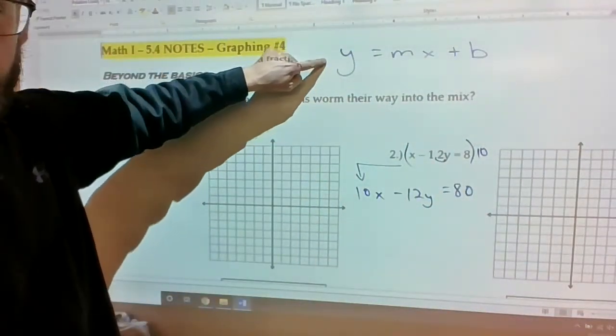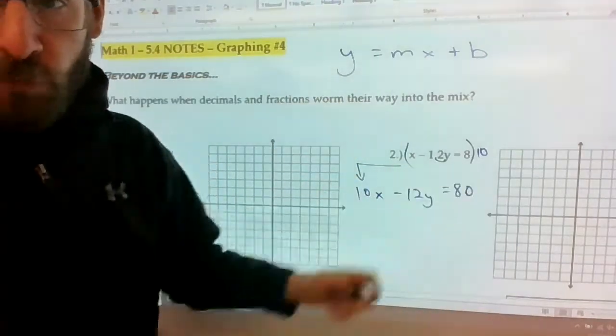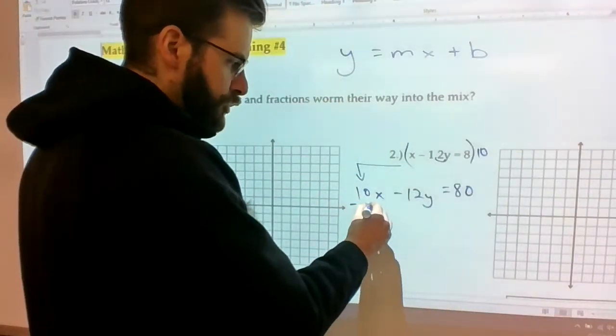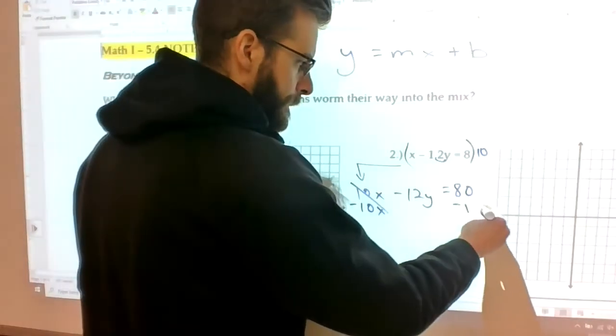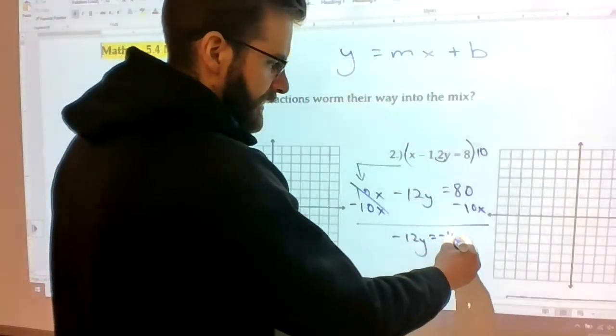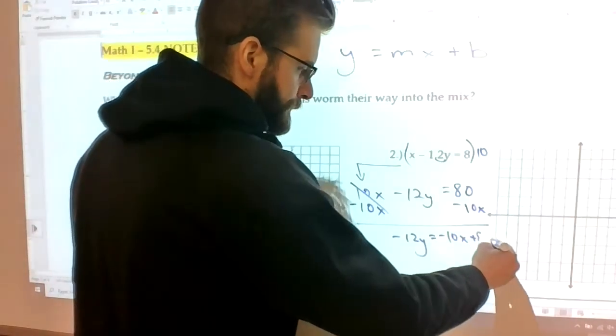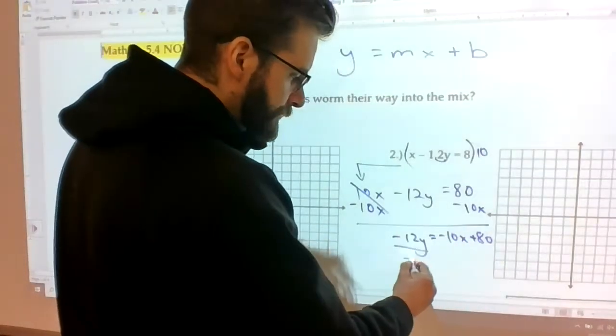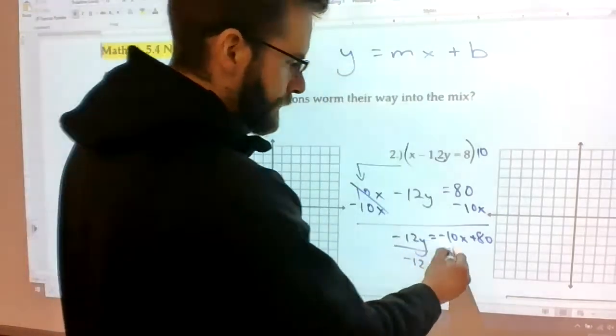Now I need to make it look like this, so I need to move the x's to the right. It's positive 10x, so I'm subtracting it. That gets rid of it. So you got negative 10x plus 80. Divide everybody by negative 12 to get that clean y.